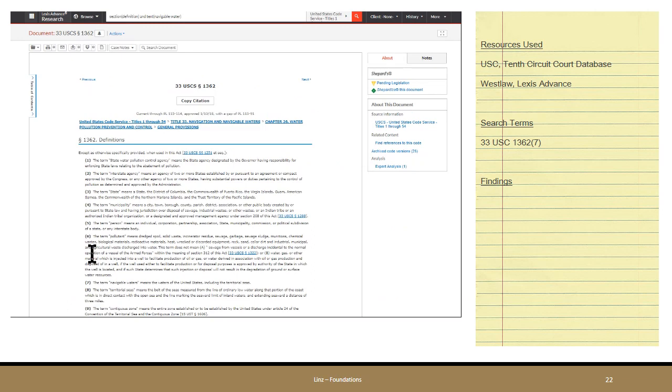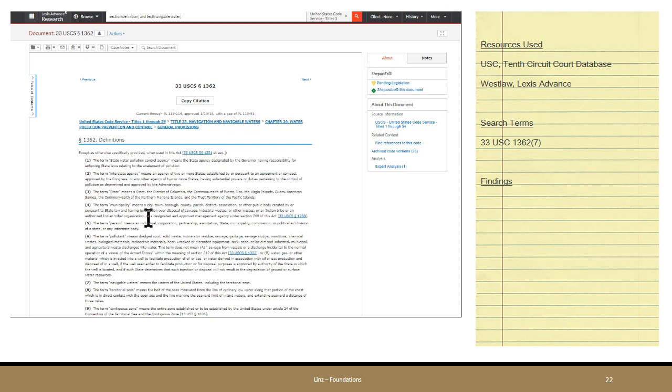So for searching for cases, let's start in the United States Code. Our previous research indicated that the definition section for this problem is to be found at 33 United States Code section 1362. Subsection 7 provides a definition of navigable waters, which means the waters of the United States, including territorial seas. This is not altogether helpful. So we'd like to find related cases.